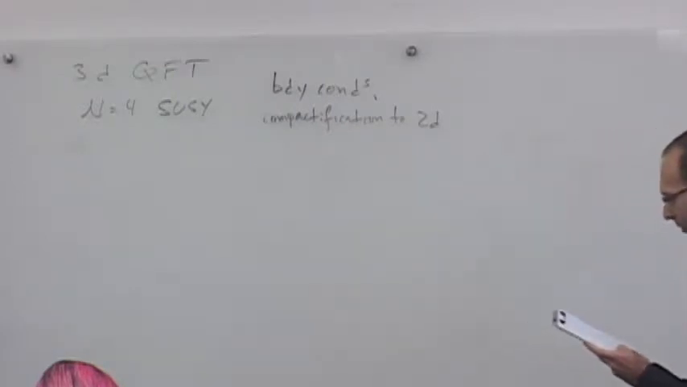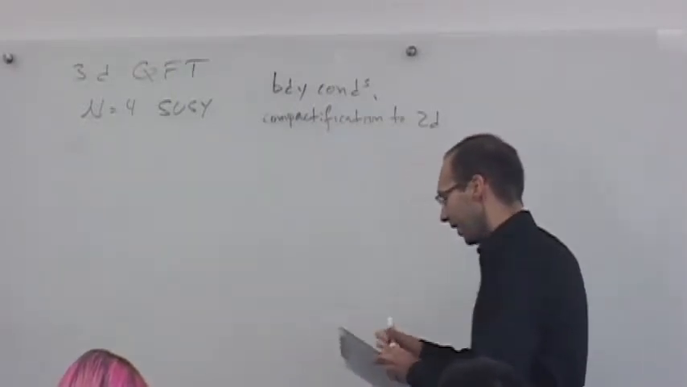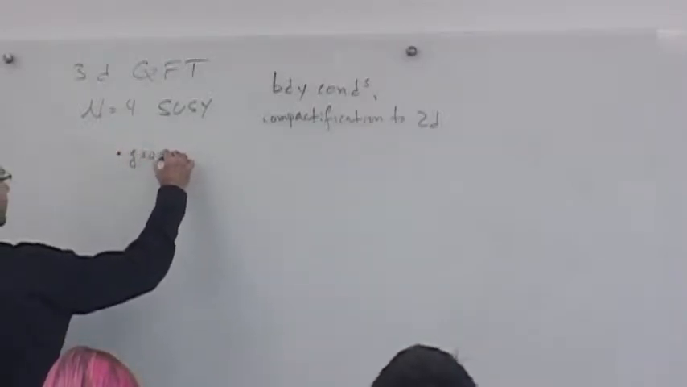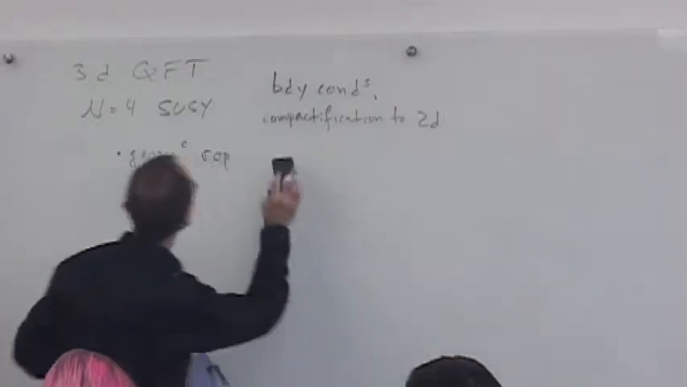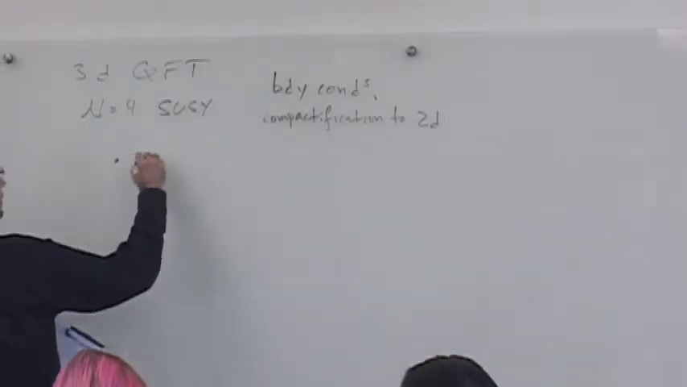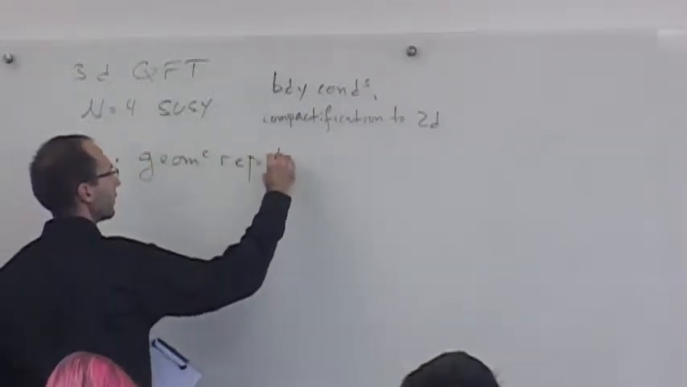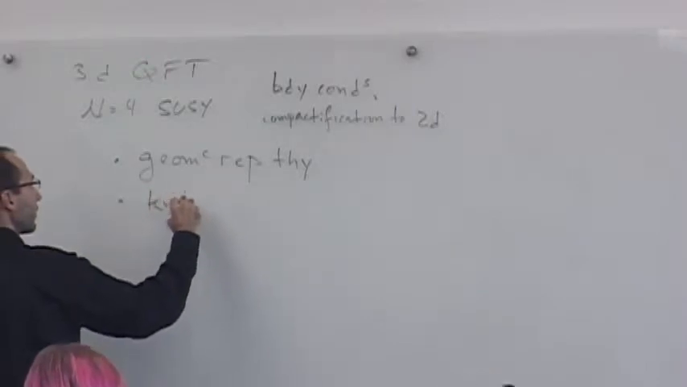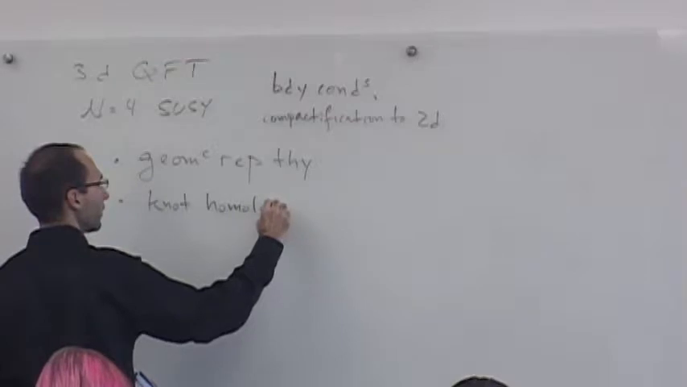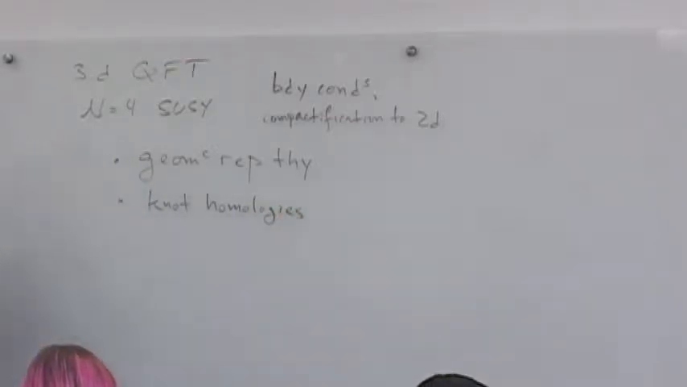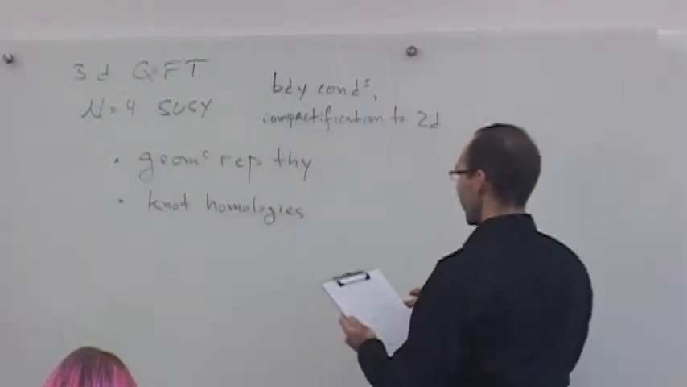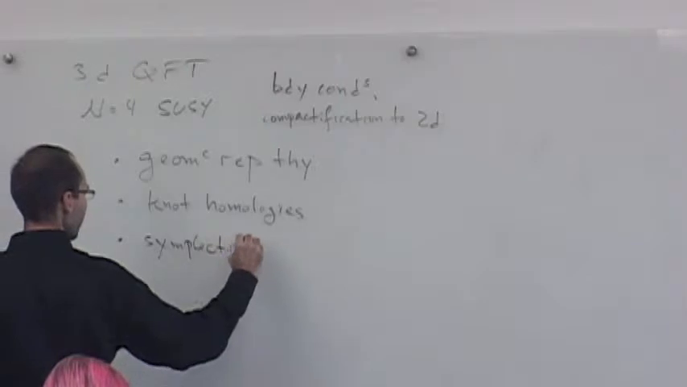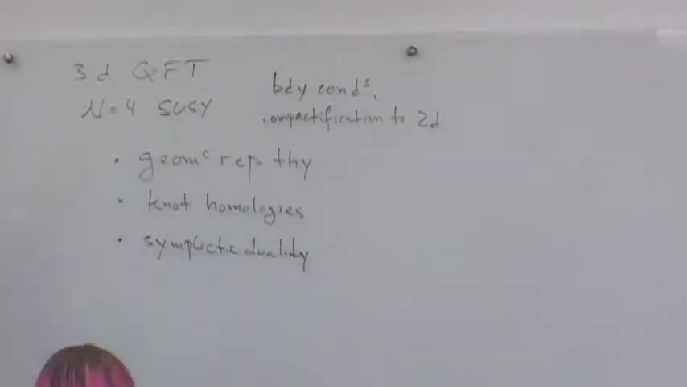One of the main motivations for discussing these theories here is that they seem intimately tied in to geometric representation theory, to geometric constructions of knot homologies, which is also, well, this column on the big table, and symplectic duality, which is kind of a new thing in math.